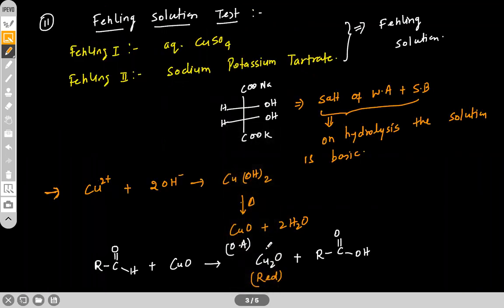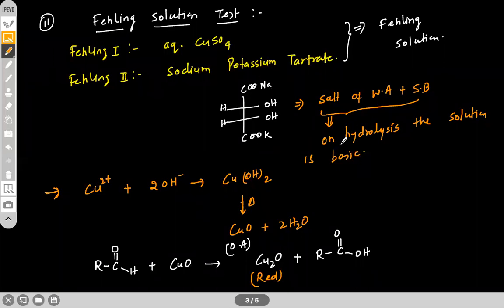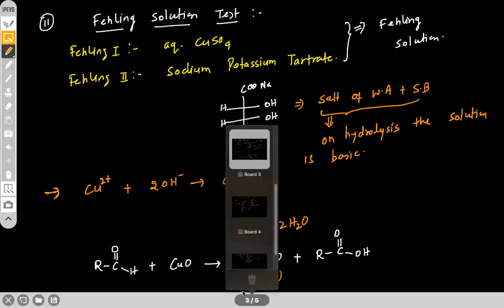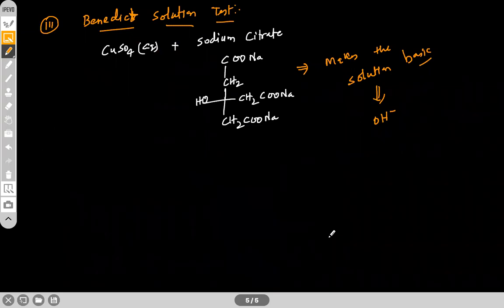From here to here it is the same. There also the solution is basic. Till here, the way by which the solution is getting basic is different. We are using a different compound over there, but the purpose is the same. That also gives OH minus, which reacts with Cu2+ and gives this product as it is. You don't have to write this again. Just after that, you write down, then it is same as Fehling's solution test. Finish. Nothing much.